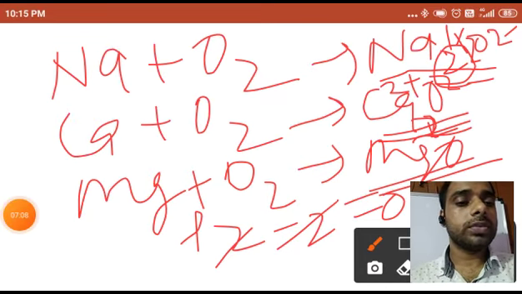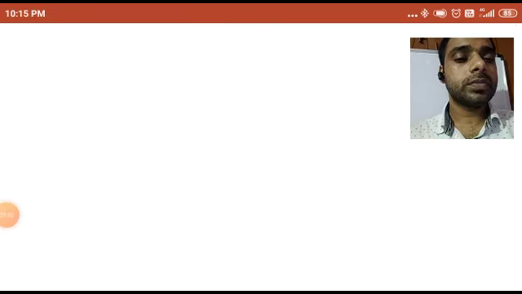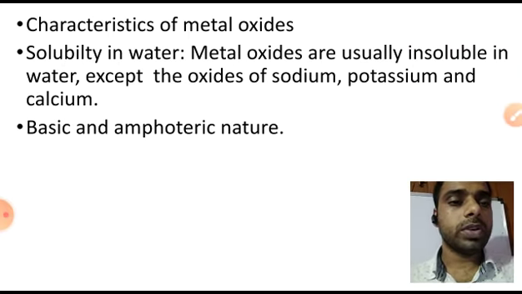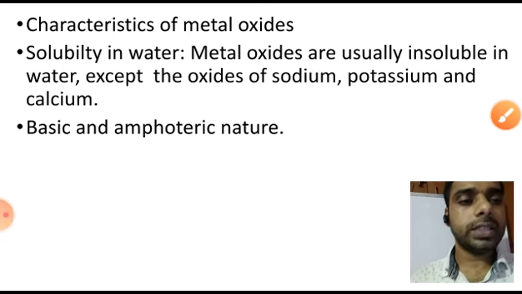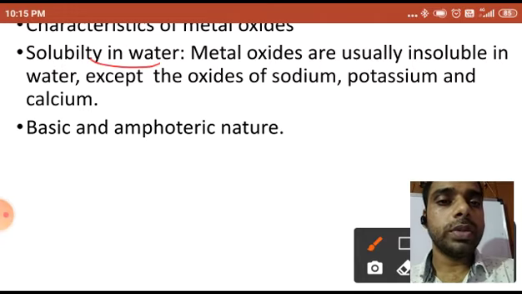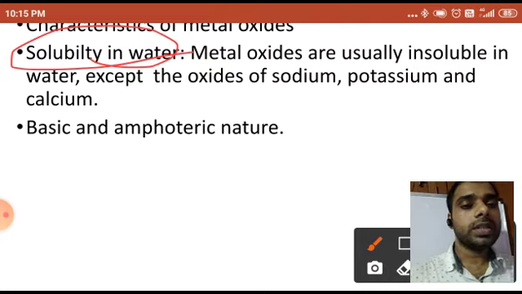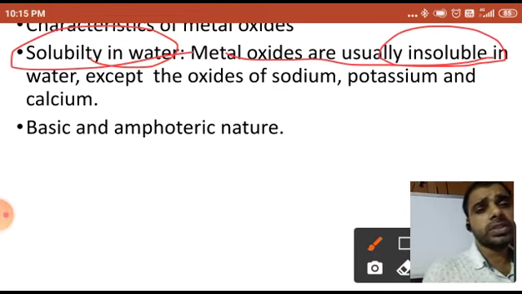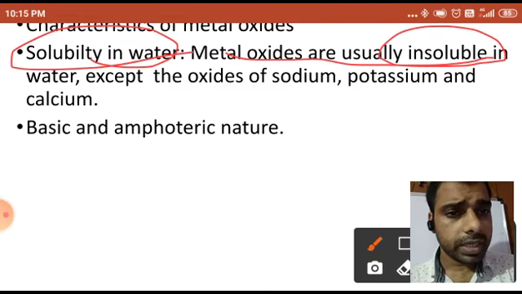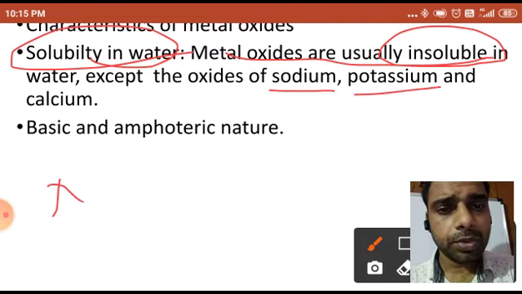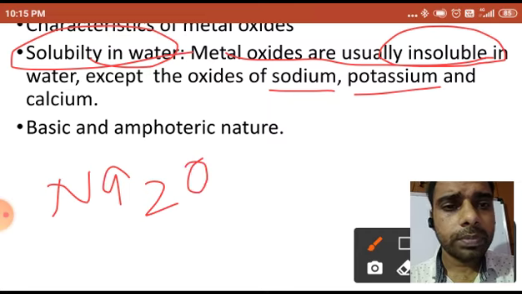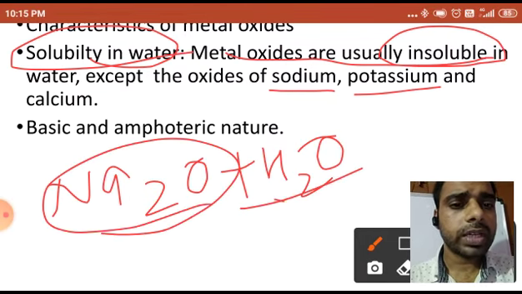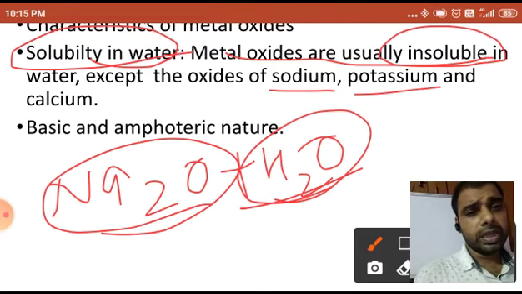Okay, now the next thing. Here we have discussed this one. Now we will talk about the characteristics of metal oxides, and you can see the characteristic of solubility in water. First of all, metal oxides are usually insoluble in water. All the metal oxides are insoluble in water, but here the exception is given. Na2O plus H2O: when sodium oxide is dissolved in water, it forms sodium hydroxide.